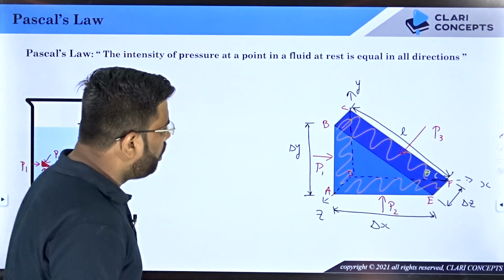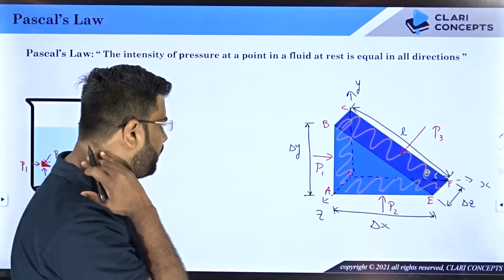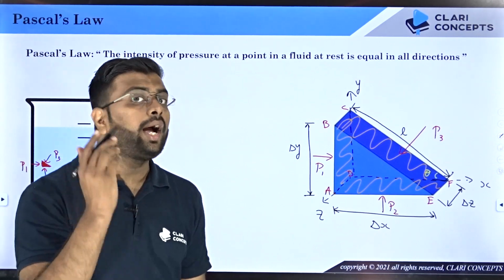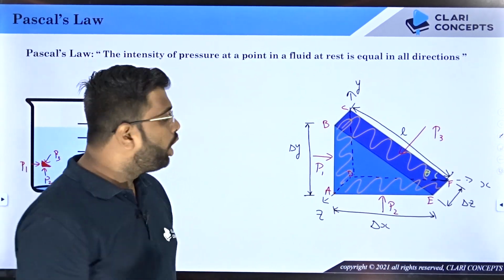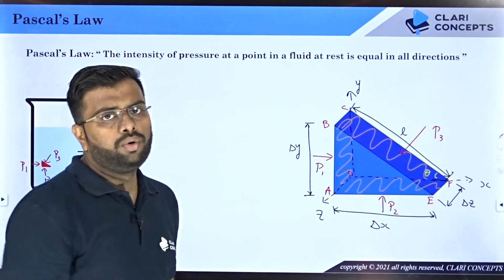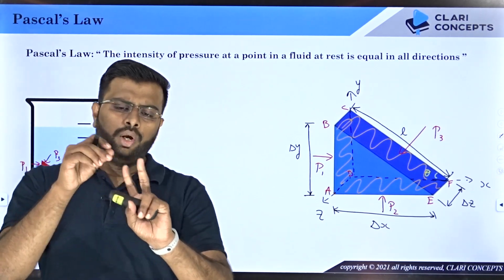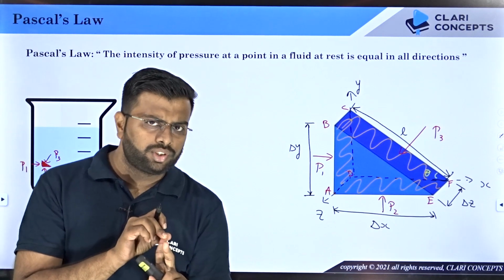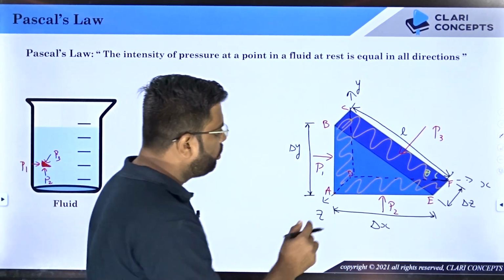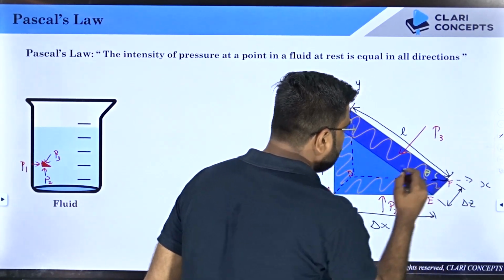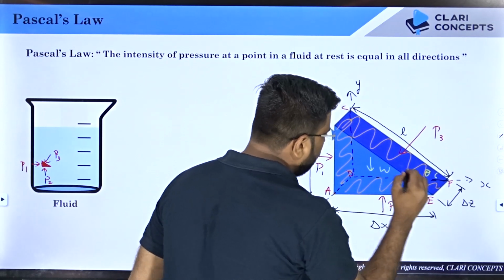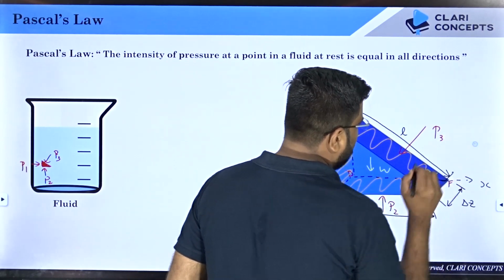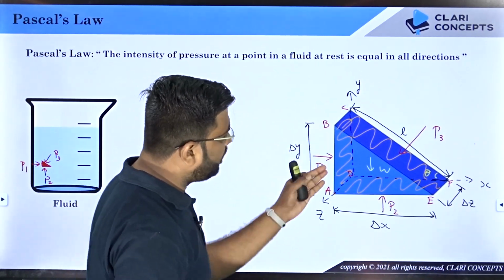Now for all the forces, first of all, to understand whether the net force is 0 or not, I need to make sure whether I have represented all the forces on the element or not. For any element, there are 2 types of forces. One is body force, another is surface force. Body force here will be the weight. So weight W will act downward, right? And surface force will basically be pressure forces.